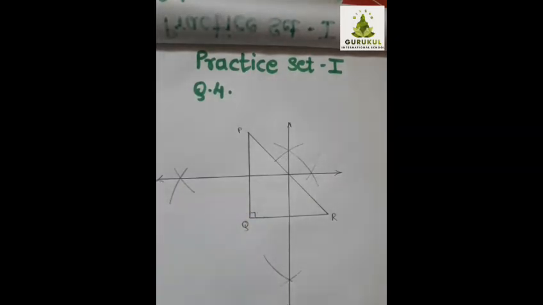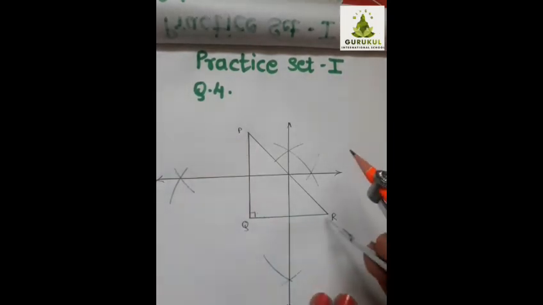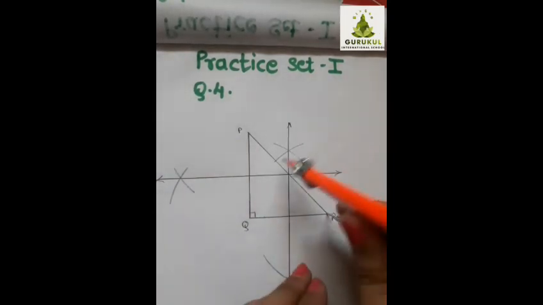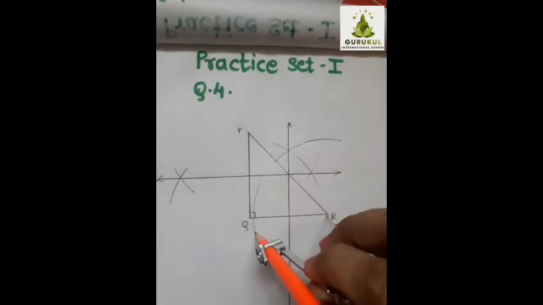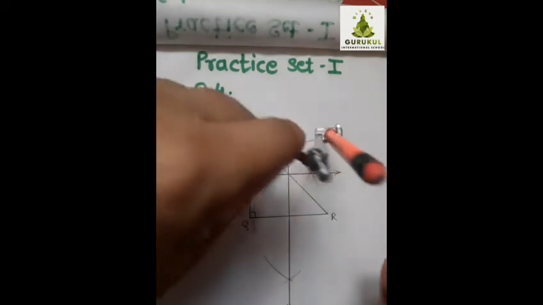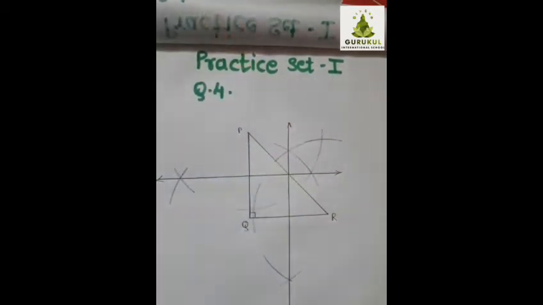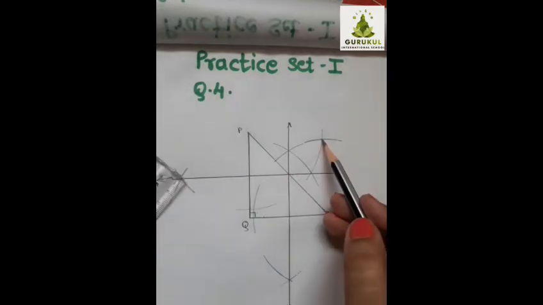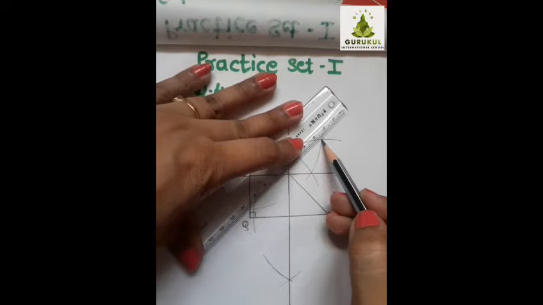Same procedure we will repeat for segment PR. One arc, another arc, intersecting arc, intersecting arc. Now, this intersection point and this one we have to join using a scale.